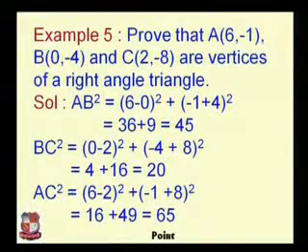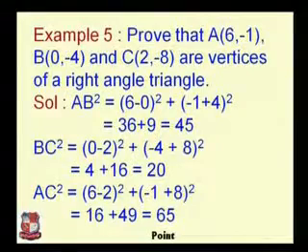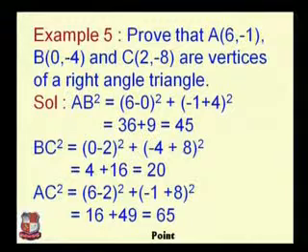Now next example: prove that A(6, -1), B(0, 4) and C(2, 8) are vertices of a right angle triangle. Let us understand using the distance formula. AB square is equal to (6 - 0) whole square plus (-1 - 4), so we have to write (-1 - 4) whole square.